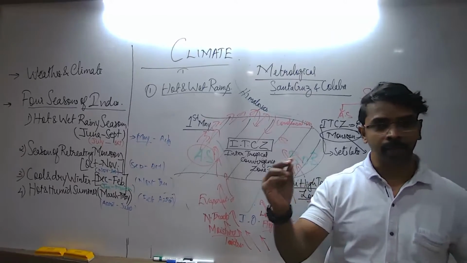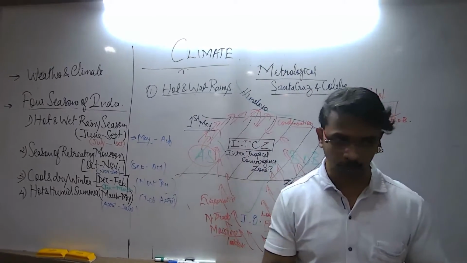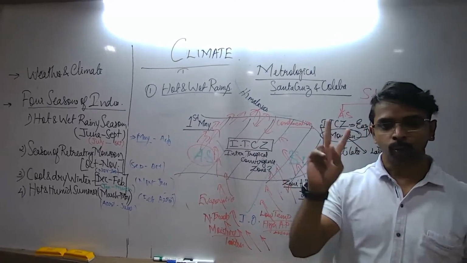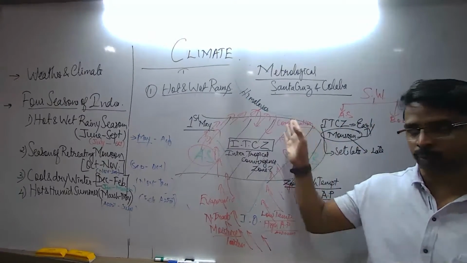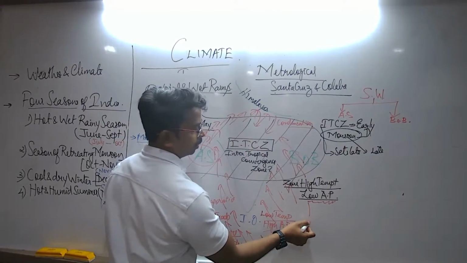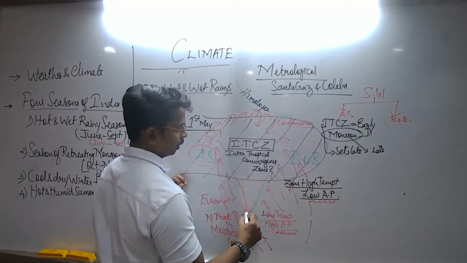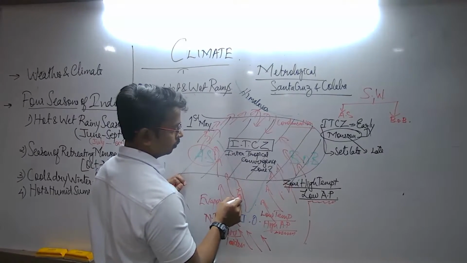Now this is the 10th of June. Maybe 7th of June, we do not know. We have two parts of India which get first rainfall from this. Any idea? We have the Andaman and Nicobar Islands. And then we have which part? Correct?